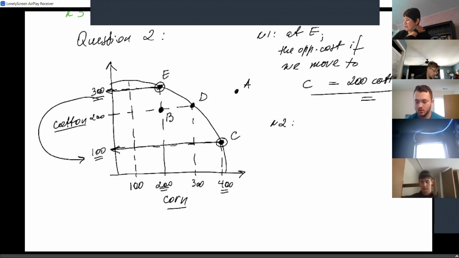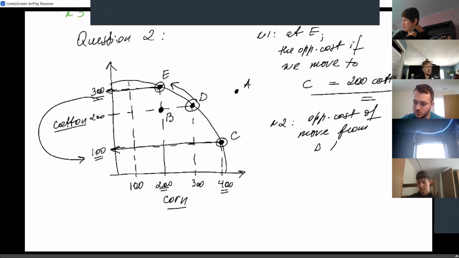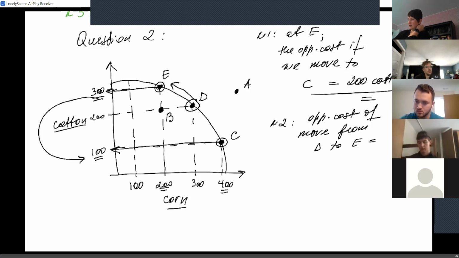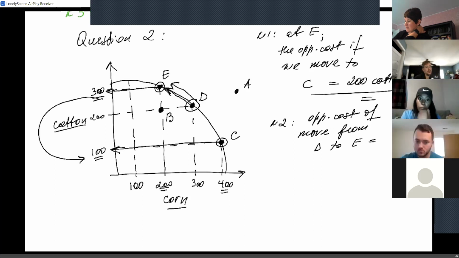Number 2, what is the opportunity cost if we're moving from D to E? From D to E. It would be 200 cotton. Say it again, please. The opportunity cost from D to E. No, it'd be 100. 100 of cotton. Very good. 100 of cotton. Very good. Excellent.